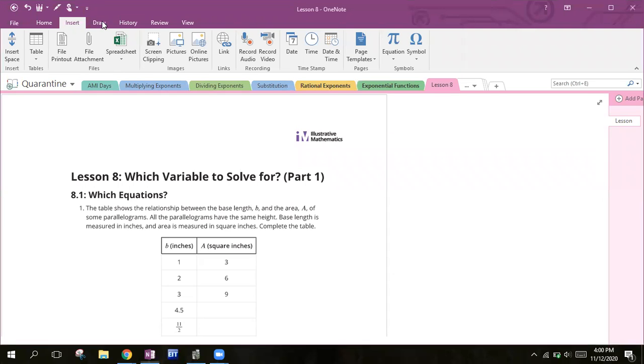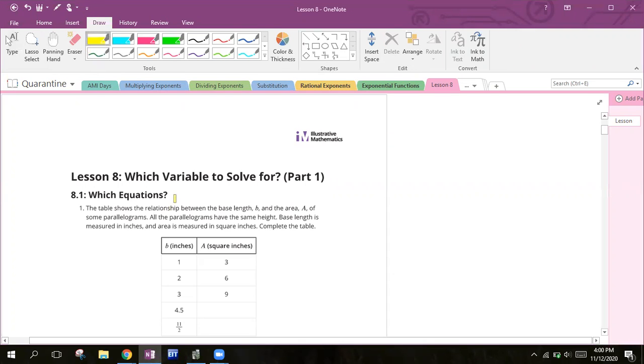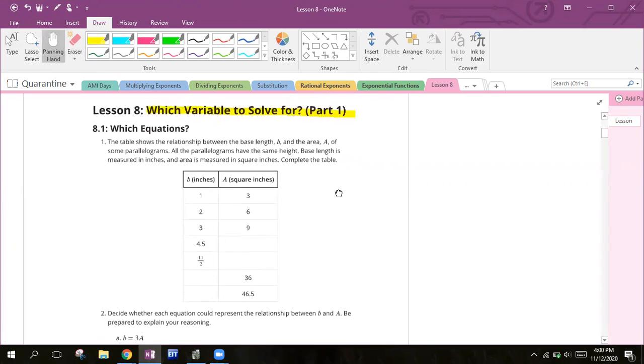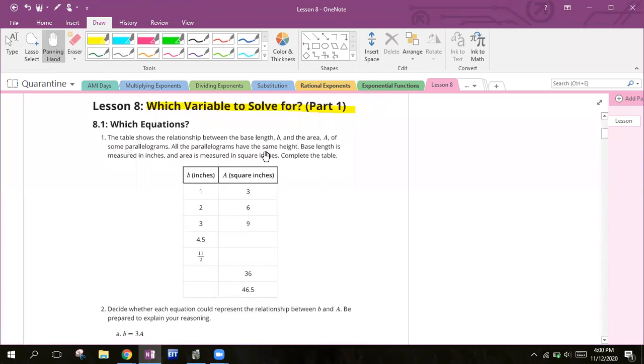Okay, so in this lesson, we are going to be discussing which variable to solve for. This is just part one of this section. It says the table shows the relationship between the base length, B, and the area, A, of some parallelograms. All parallelograms have the same length. The base length is measured in inches and area is measured in square inches.